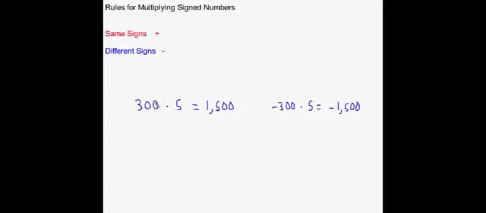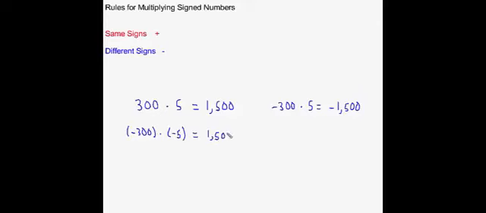Now, they don't have to be both positive. A variation on this would be if you had negative 300 and you were multiplying by negative 5. It doesn't matter that I changed the positive numbers to negative. The rule is, as long as the signs are the same, the answer comes out positive. So this number is negative, this number is negative. They have the same signs, meaning they're both negative. So my answer will come out positive.